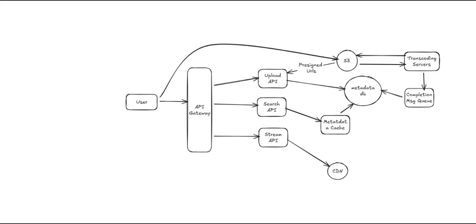After transcoding is complete, we don't store a single video file. We store multiple versions of the same video, like 1080p, 720p, 480p, etc. Each resolution is broken into small chunks. As an example, for 1080p, the video will be stored in multiple chunks, like 1080p/chunk1.ts, 1080p/chunk2.ts, and so on.